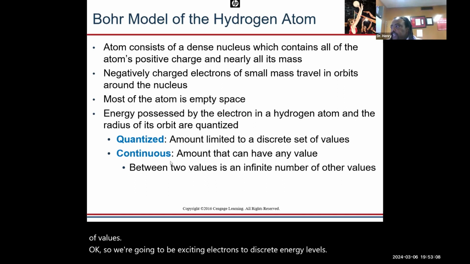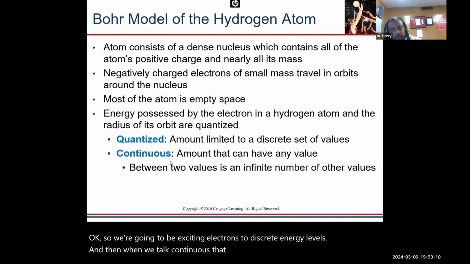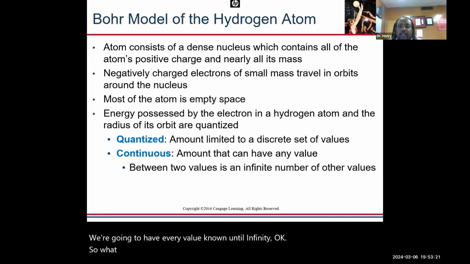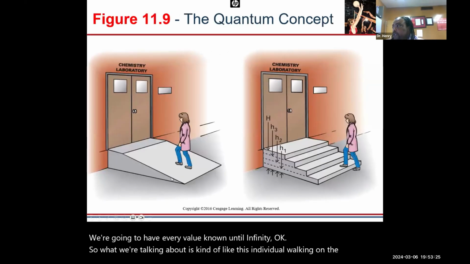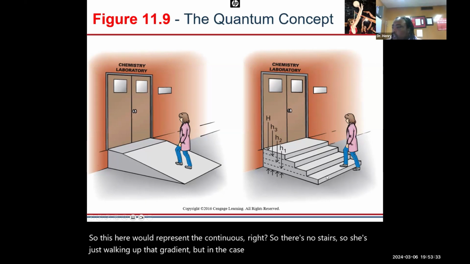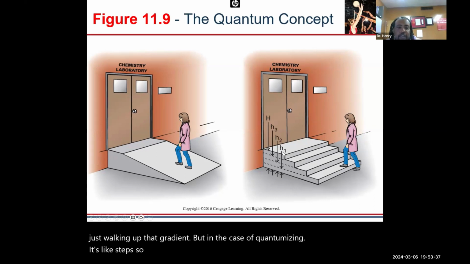And then when we talk continuous, that means that they're all going to kind of run. We're going to have every value known until infinity. Okay. So what we're talking about is kind of like this individual walking on the stairs. So this here would represent the continuous, right? So there's no stairs. So she's just walking up that gradient. But in the case of quantizing, it's like steps. So each one represents a different step of energy.